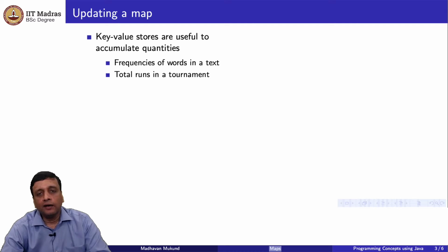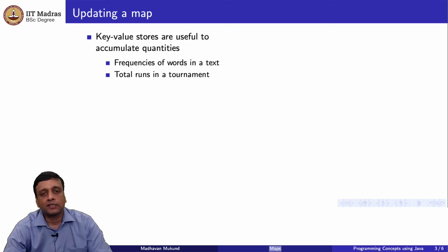One of the typical uses of a key value store is to accumulate quantities. For instance, if we are running through some text and we want to count how often each word occurs, we use the words as keys, and against each key, against each word, we maintain a count. So every time we see that word again, we increment the count. Similarly, we might accumulate, for instance, the runs scored by players in a tournament. So we might use the name of the player as a key, and for every score that is added to that player's record during the tournament, we will update the sum.